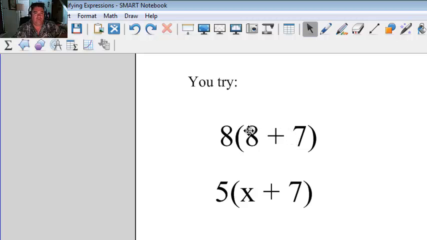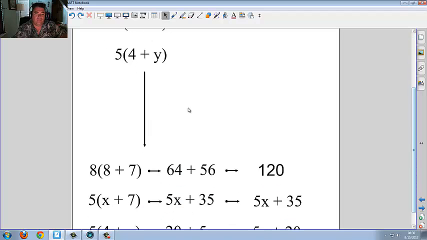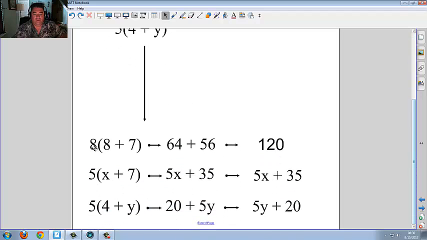Yes, for the first one you can combine the inside first if you wish, although you don't have to. These two you have to multiply separately. Go ahead and pause. Let's see what you get. Okay, let's check. For this here I got 8 times 8, which is 64, 8 times 7, which is 56. Combine the two, I get 120. Or if you took 8 plus 7 made 15, 15 times 8 is also 120. Here you have 5 times x, which makes 5x, 5 times 7, which is 35, leaving just 5x plus 35.